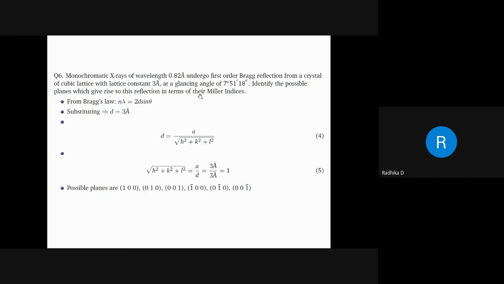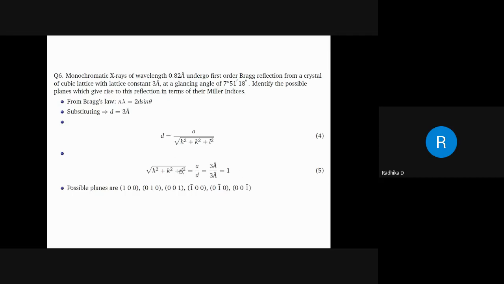You have to find the value of HKL or the planes. So first thing you have to do is use Bragg's law: n lambda is equal to 2d sine theta. Find the value of d. You will get 3 angstrom. The next step is to use this expression for cubic system: d is equal to a by square root of h square plus k square plus l square. Substitute for a and d, and you will get square root of h square plus k square plus l square is 3 angstrom by 3 angstrom, that is 1.